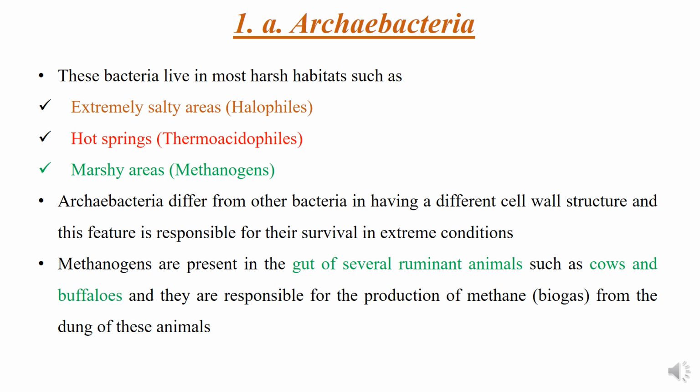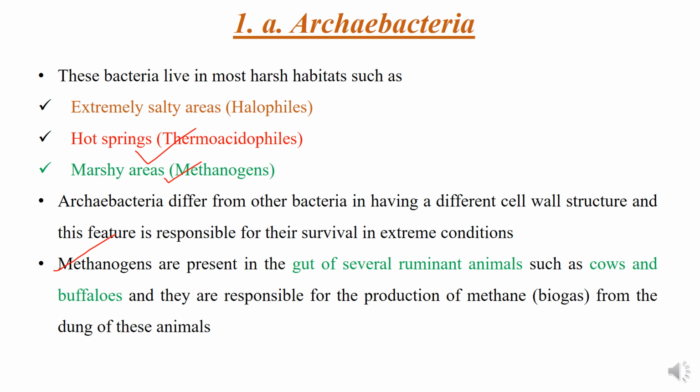Plants which are living in salty areas are known as halophytes. Here, bacteria which are living in salty areas are known as halophiles. And in hot springs, that is high temperatures, thermoacidophiles. In the case of plants, thermophytes. And marshy areas, methanogens. These terms you have to remember: halophiles, thermophiles and methanogens. The term methanogens means bacteria capable of releasing methane gas during that process. So that's why they are known as methanogens.